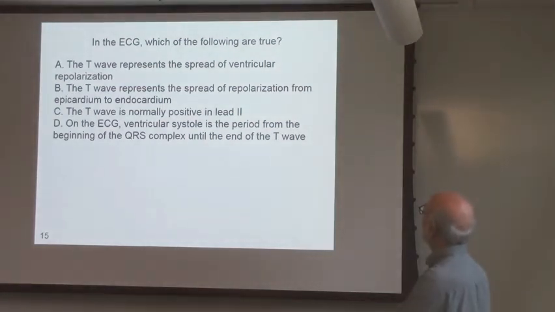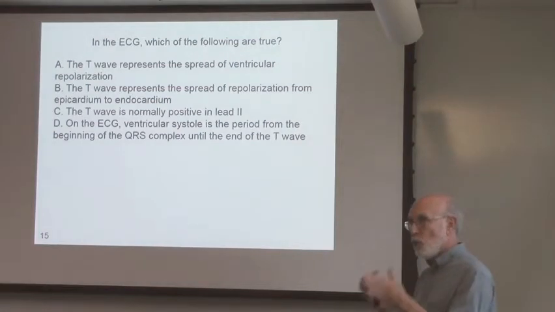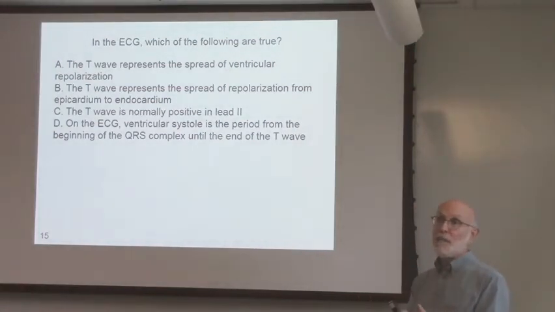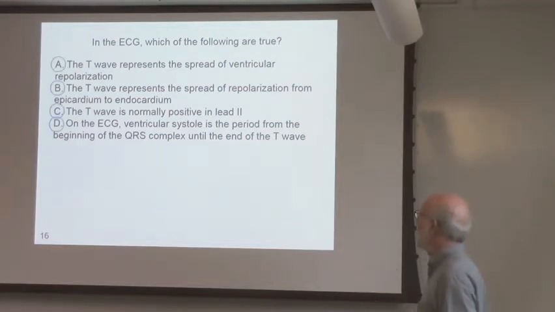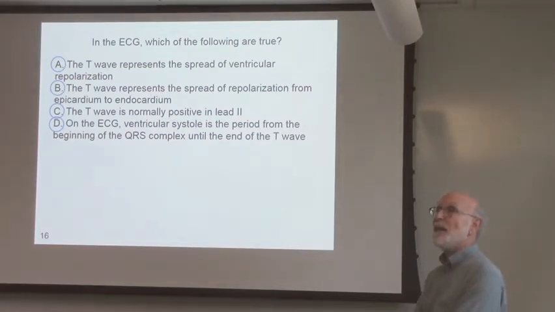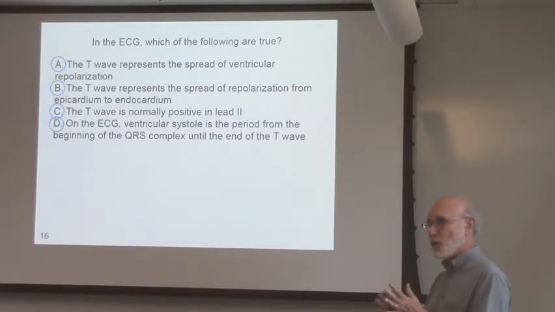The T wave is normally positive in lead 2. On the ECG, ventricular systole is the period from the beginning of the QRS complex to the end of the T wave. The QRS complex represents the beginning of systole, and the T wave represents the end of systole. Is pressure high during all of that time? No, because pressure delays after the QRS complex, but we still call it systole.